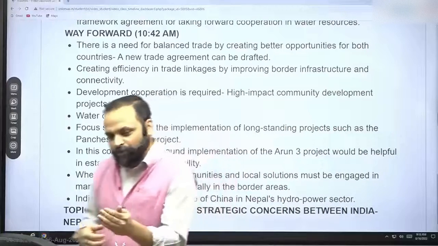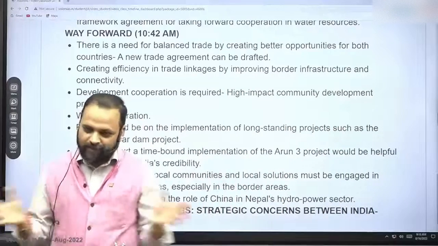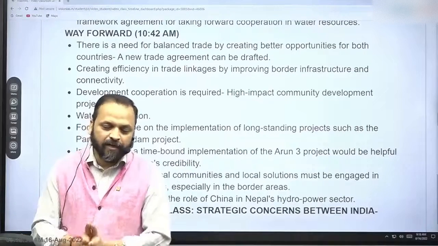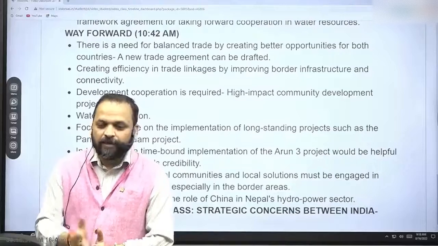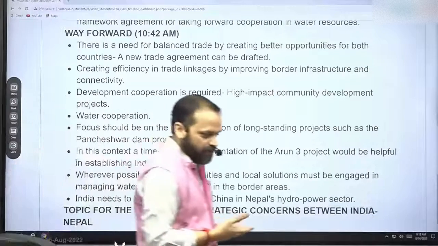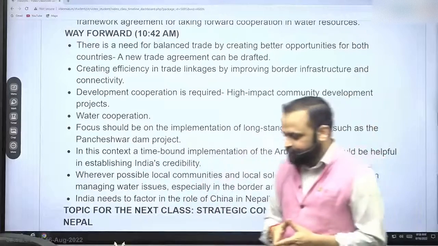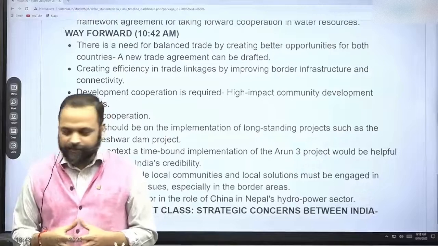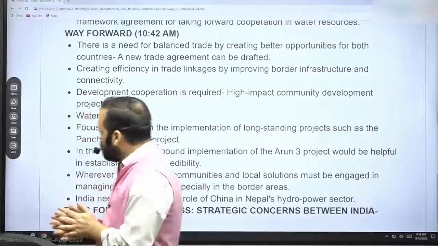Now, you can write anything in the introduction, anything in the conclusion, but if this is not there in the middle part, if the main part is missing, then it would not be a good answer. So you can show me your answer towards the end of the class. All right? So we will talk about that too. Now, anything else that you noticed about India-Nepal relations? Anything else that came to your mind?